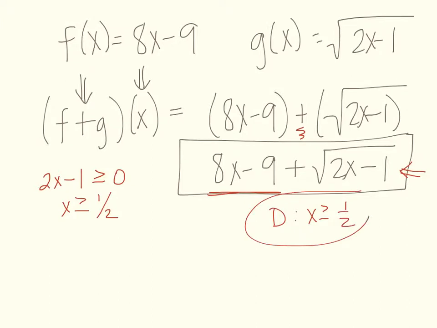In other words, if I have an x that's less than 1/2, it's going to create a negative number under this square root. We can't have negative numbers under a square root. Otherwise, we jump into the imaginary or complex number system.